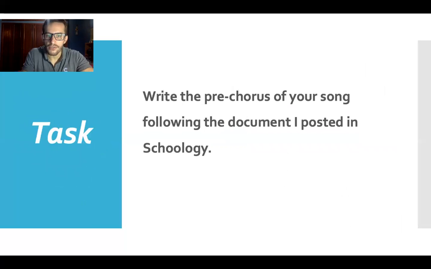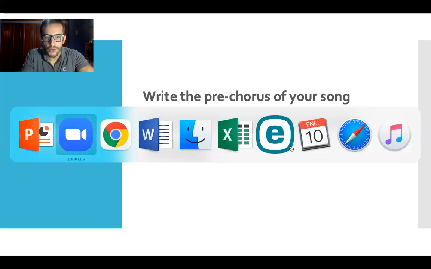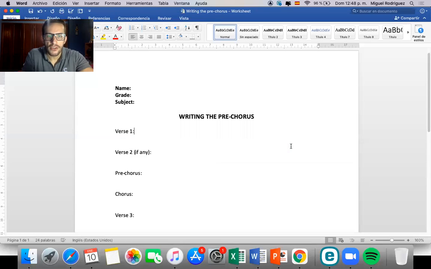Okay, now your task is going to be very simple. You're going to write the pre-chorus of your song following the document I posted in Schoology. What do I mean by that? Let me show you. So here we have the document. I'm going to post this in Schoology, so you use this one exactly. You're going to put your name, your grade, and the subject.